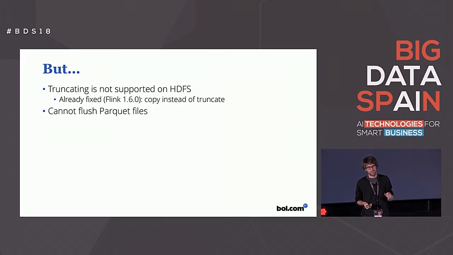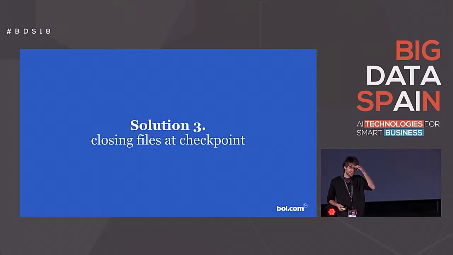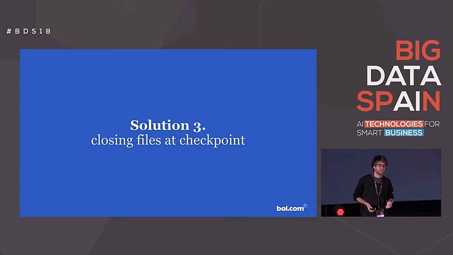But there's another but. Parquet doesn't allow flushing, so that means at the checkpoint, we cannot know the positions of what we were writing. We cannot know that simply. So that leads to a problem. We just cannot know what the position was when our checkpoint ended. So at a failure, we don't know what parts to cut in our files. So that led us to another idea.